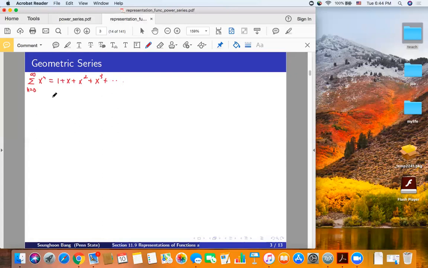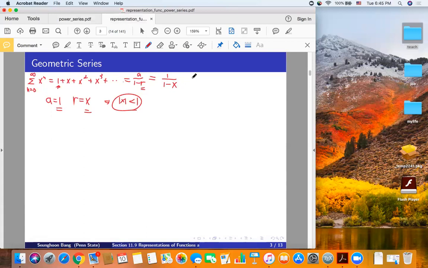This is a geometric series. The first term a is this one, with a common ratio r equal to x. We have a convergent result when the absolute value of x is less than 1. What's the convergent result? a over 1 minus r. So a equals 1, and 1 minus r is 1 minus x, giving 1 over 1 minus x.